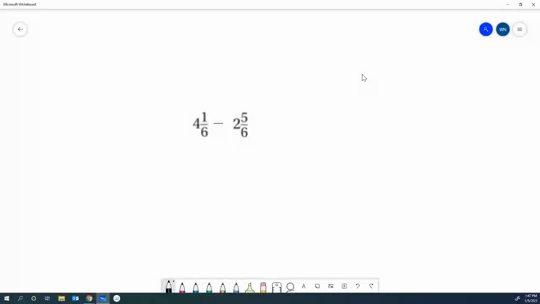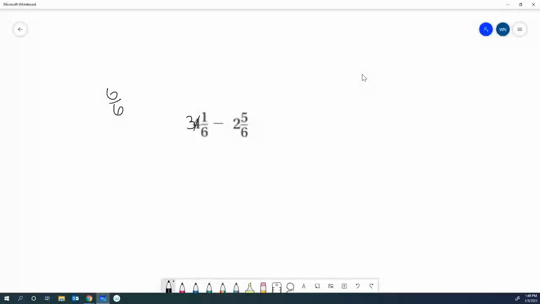So just like you would borrow from a tens place, you're going to borrow 1 from the 4, turn the 4 into a 3. When we pull that 1 out of the 4, it becomes 6 over 6. And remember, I'm picking 6 as my denominator because that'll make life easier. If I pulled it out and made it 4 over 4, then I have unlike denominators. It would be a mess. So I'm pulling 6/6 out of it so that I have the same denominator. So instead of it being 4 1/6, it's 3 6/6 and 1/6.